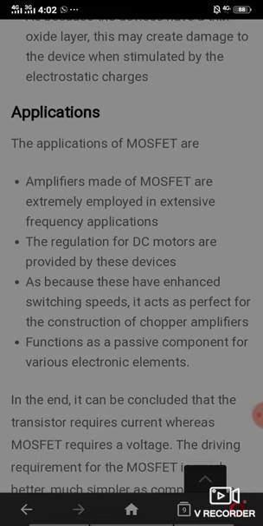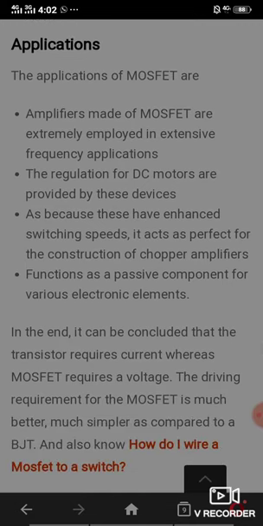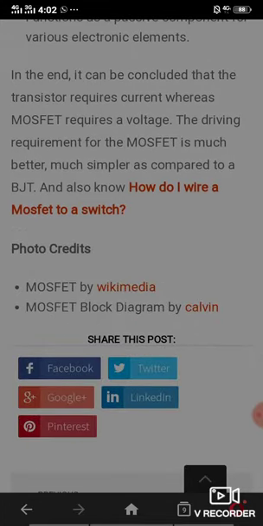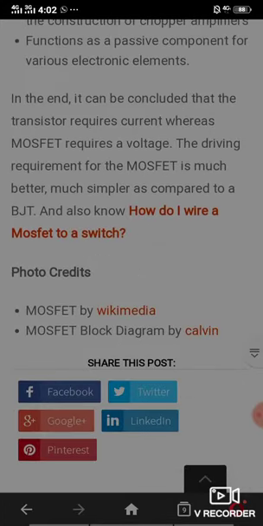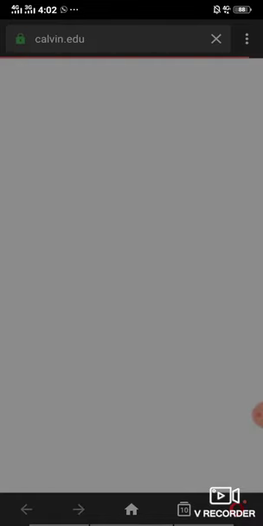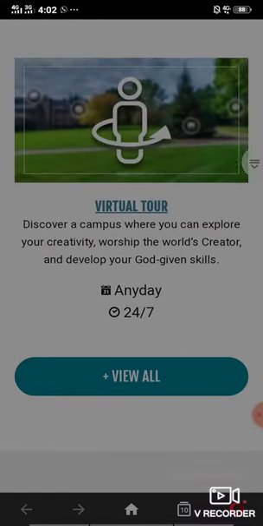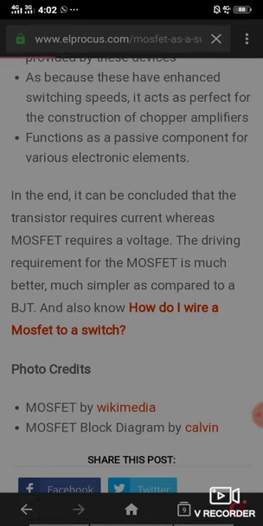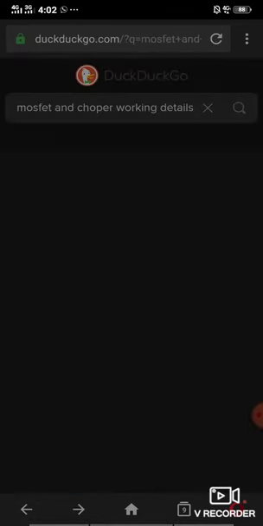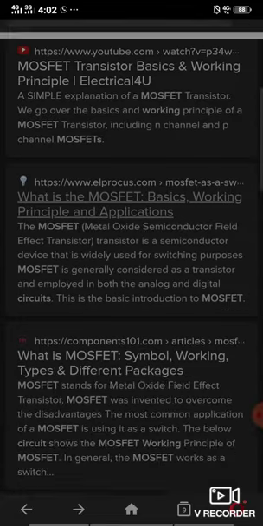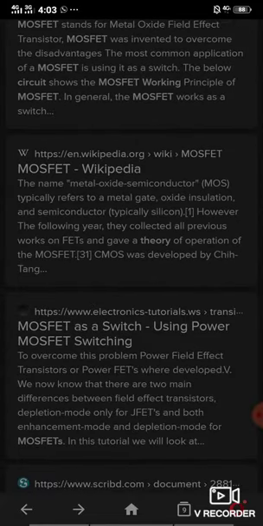It can function as a passive component for various electronic elements. MOSFET circuit diagram. So we are back, and we will learn from another website about the basic concept of MOSFET.